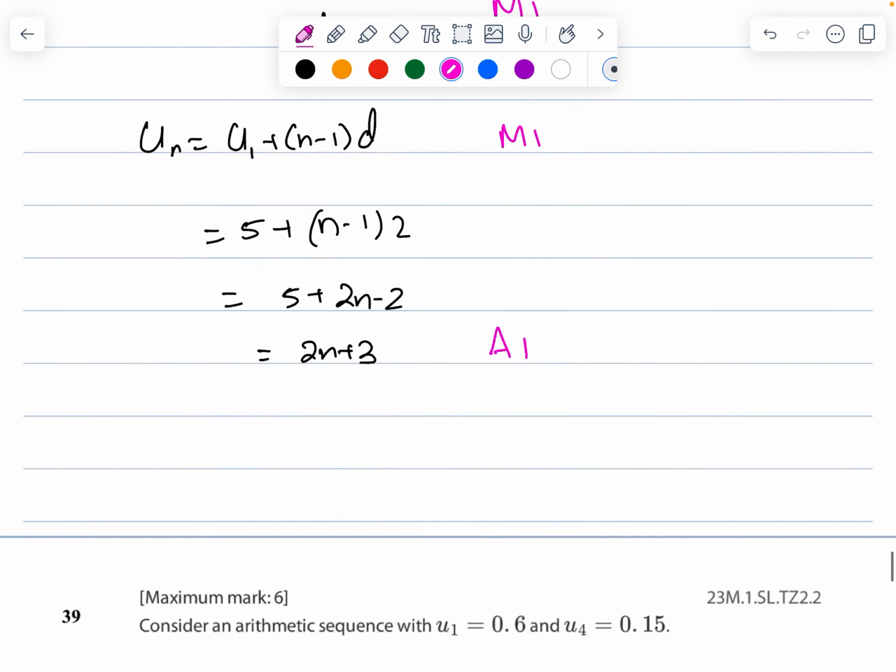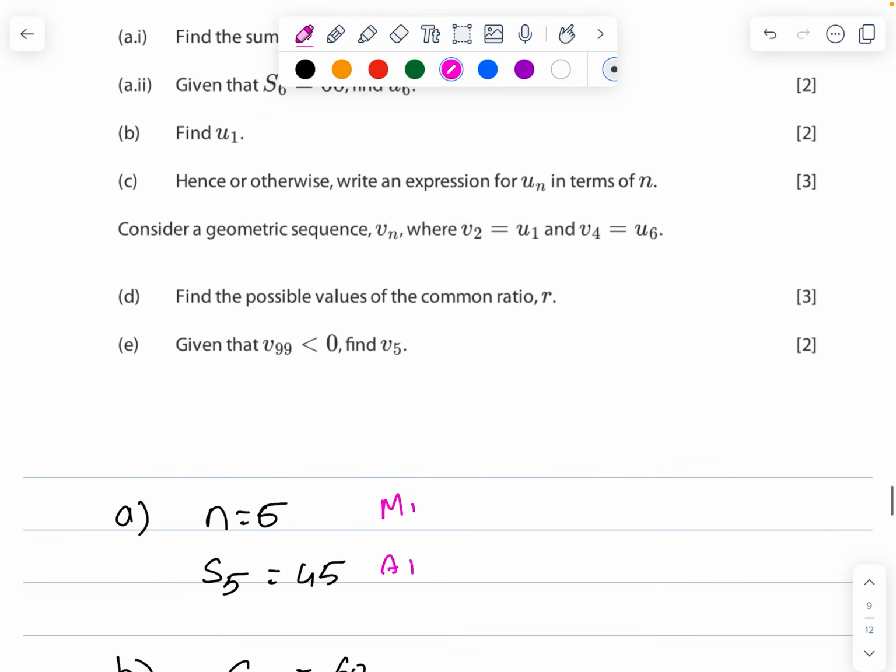Next, consider the next part of the question. Consider the geometric sequence Vn where V2 equals U1 and V4 equals U6. Find the possible values of the common ratio.